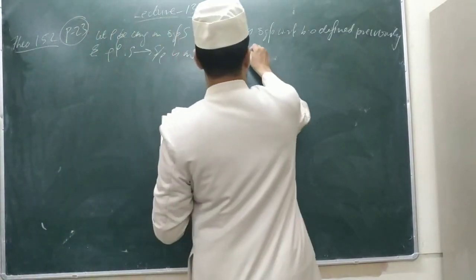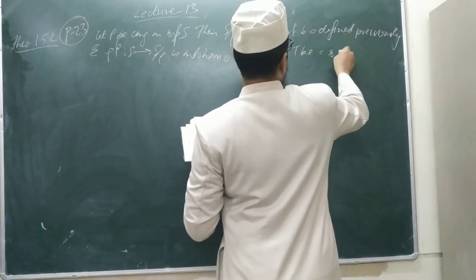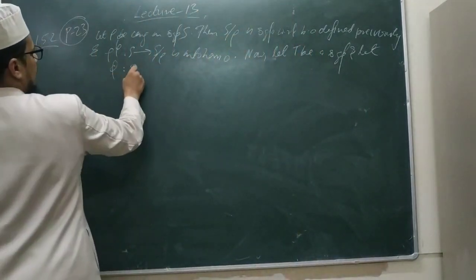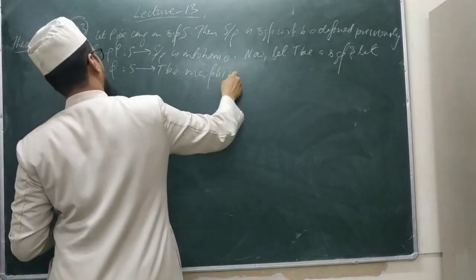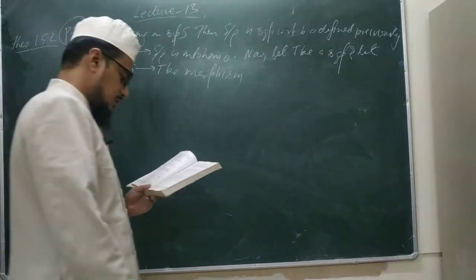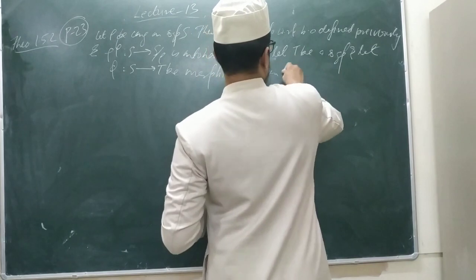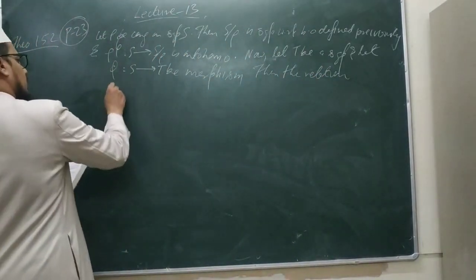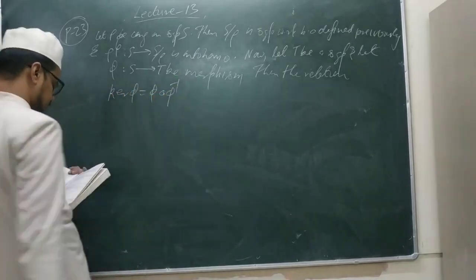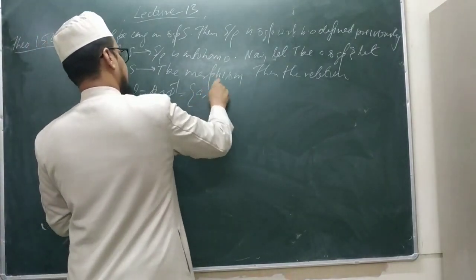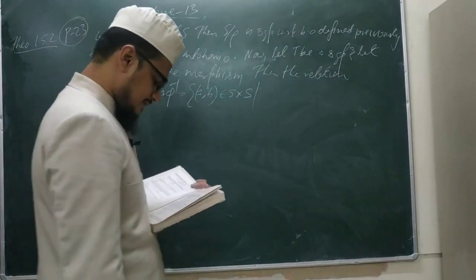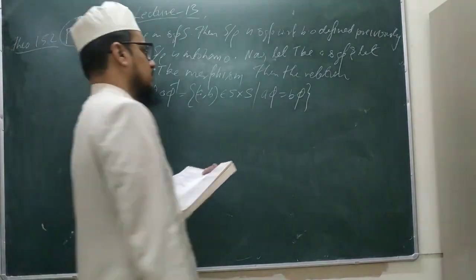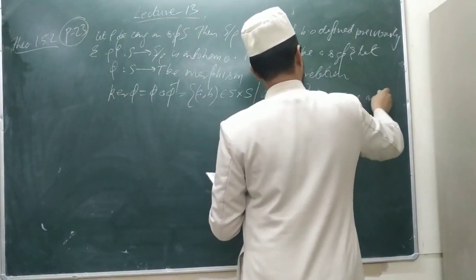After that, they are saying, now let T be a semigroup, and let phi from S to T be a morphism. Morphism is homomorphism. Then the relation kernel phi, equal to phi composed with phi inverse, that is the set of A, B belonging to S cross S such that A phi is equal to B phi, is a congruence on S.